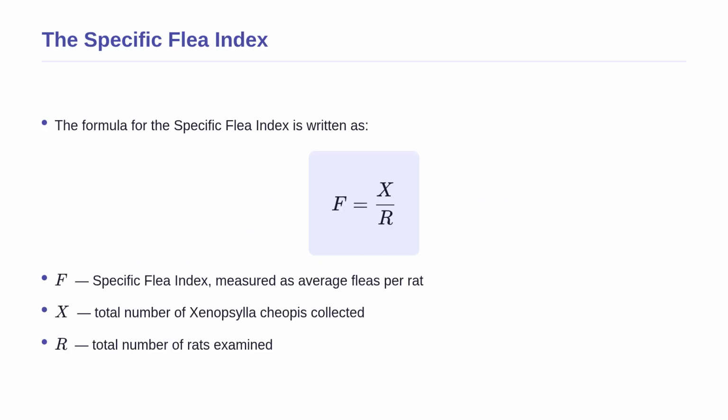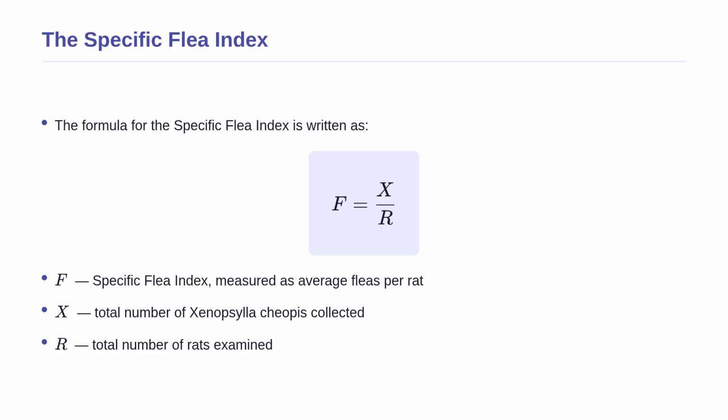This brings us to our first critical mathematical tool, the specific flea index. Conceptually, this formula calculates the average number of target fleas living on a single rat. Let us break down the symbols. F represents the specific flea index itself. X stands for the total number of Xenopsylla cheopis fleas collected from the trapped animals. Finally, R represents the total number of rats that were examined.